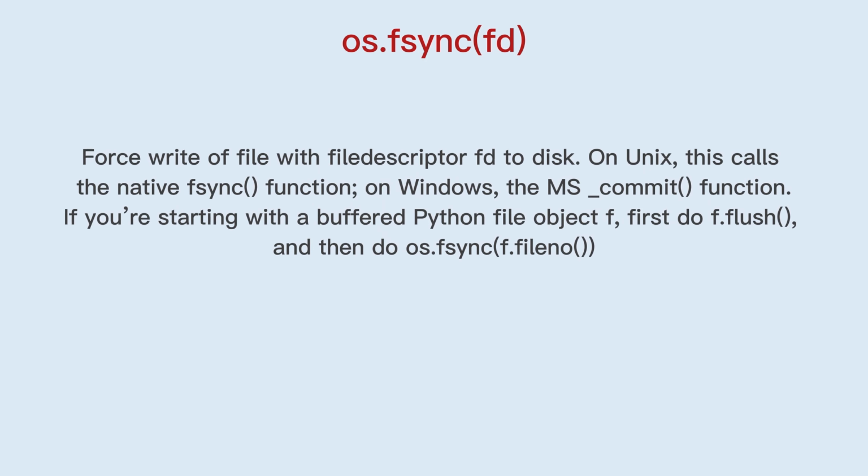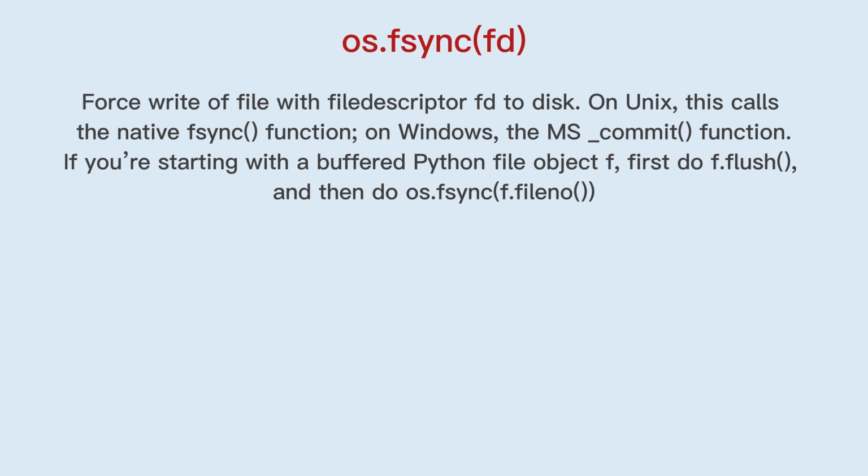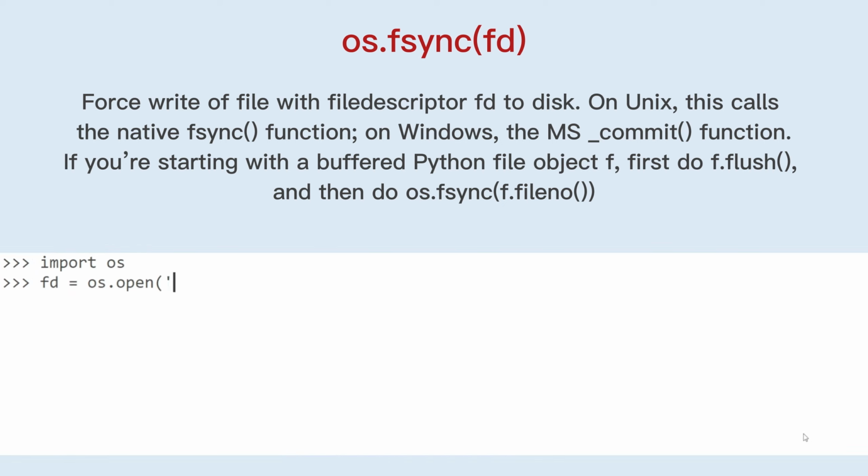os.fsync. Force write of the file with file descriptor fd to disk. On Unix, this calls the native fsync function. On Windows, the _commit function. If you're starting with a buffered Python file object f, first do f.flush, and then do os.fsync(f.fileno()), to ensure that all internal buffers associated with f are written to disk.